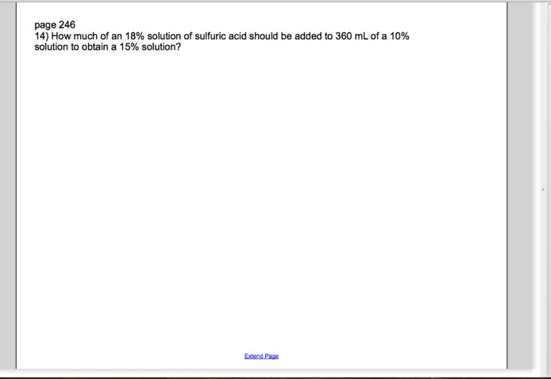One is 18%. The other one is 10%. We are going to mix some of each of these, and we're going to dilute the 18% with the 10%, make it weaker to get a 15% solution. So we're going to set up a chart like we have for all of these types of problems. We have the 18% solution and we have the 10% solution. We mix it together.